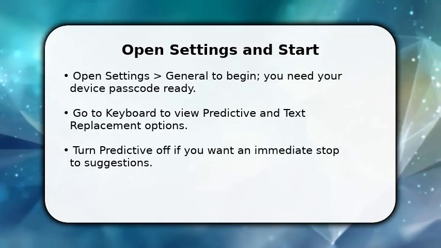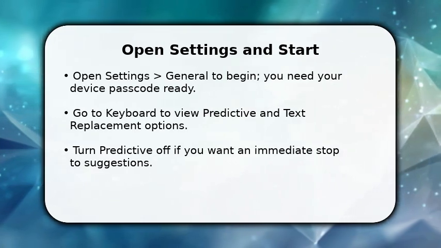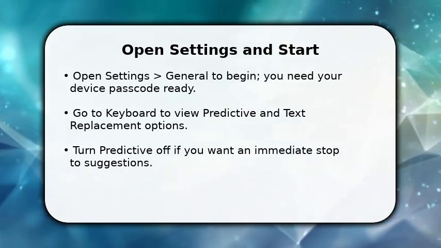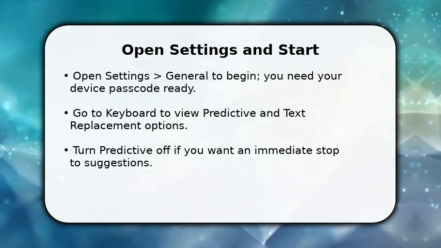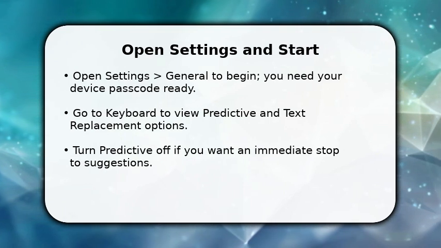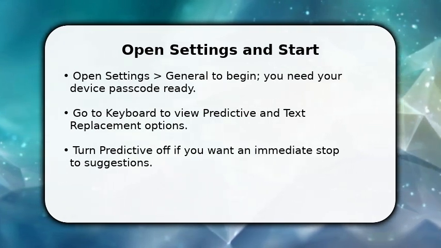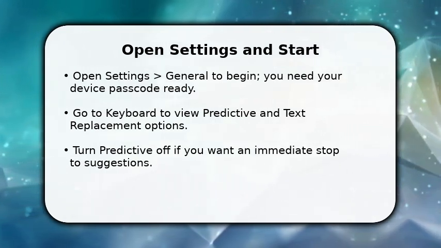You'll start inside Settings so you can act quickly. Open Settings, tap General, then Keyboard. Make sure you have your passcode nearby because some changes require confirmation. First, flip the Predictive toggle off to stop suggestions immediately while you prepare deeper cleanup.